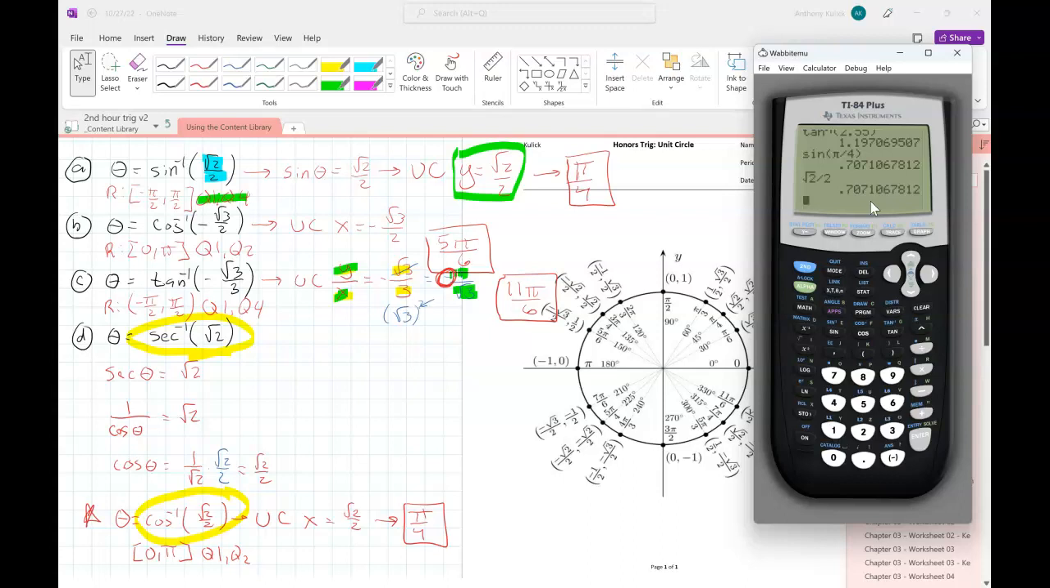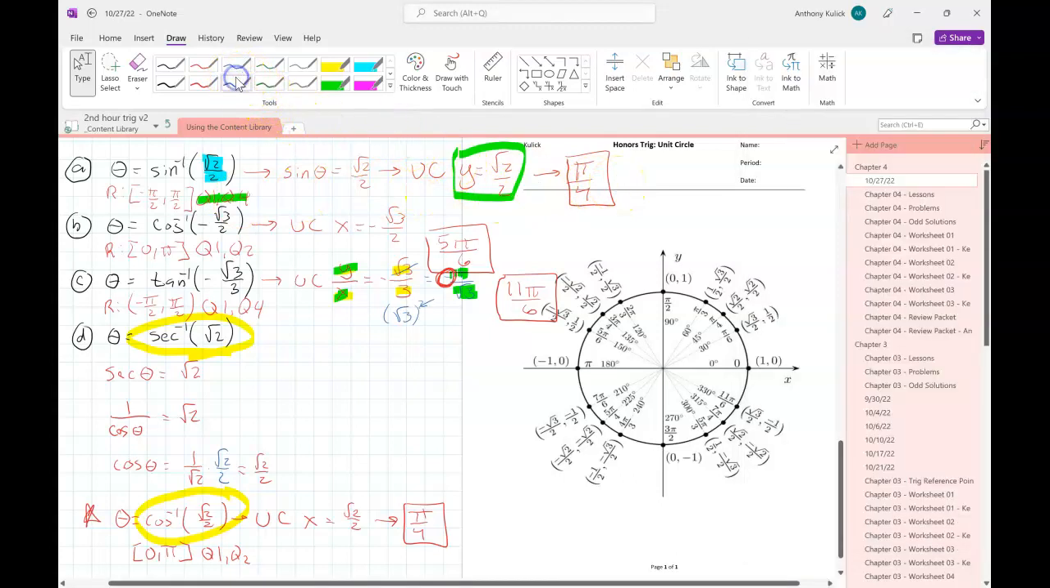What else do I still need to check? I need to check to make sure that this answer lies on the interval for my range. So I need to make sure that pi over 4 is bigger than negative pi over 2. Well, clearly it is, because it's a positive number. All right. And smaller than pi over 2. Well, that's clearly true, because a quarter is definitely smaller than a half. So I'm happy with that one. That looks good to me.